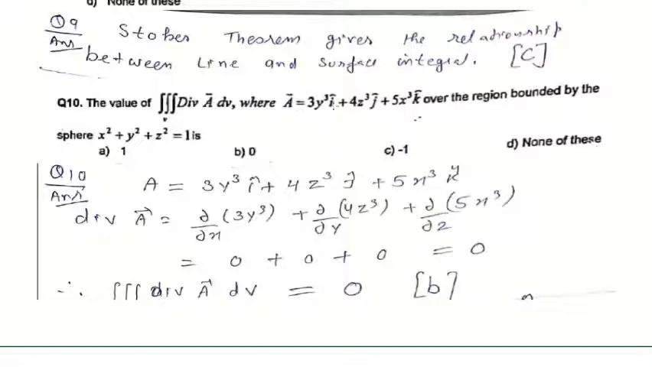Shortcut you can use: if i contains only x, j contains only y, and the coefficient of k contains only z, then its curl will be 0. And if in i there is no x, in j there is no y, in k there is no z, then divergence is 0. Its partial derivative with respect to x is 0, there is no x. With respect to y it is 0, there is no y. With respect to z it is 0, there is no z. So it is 0. So the answer is B.